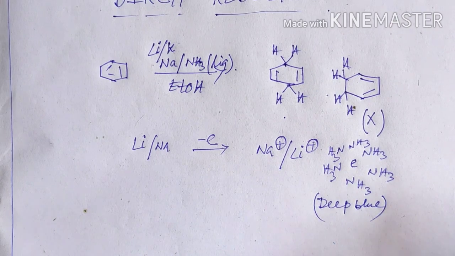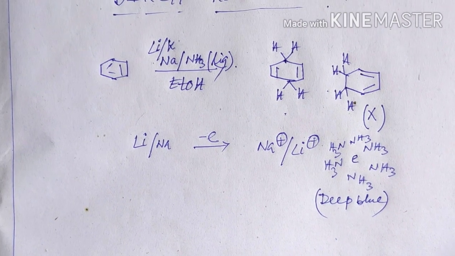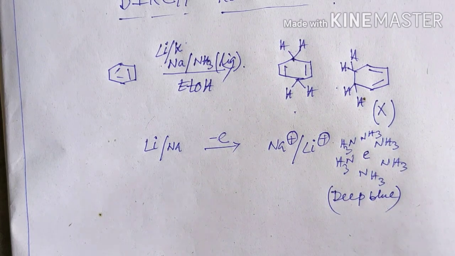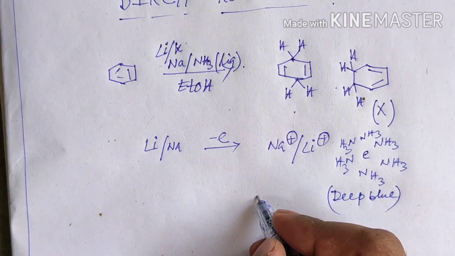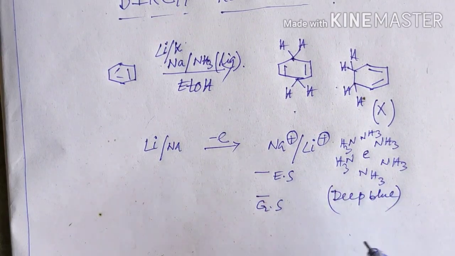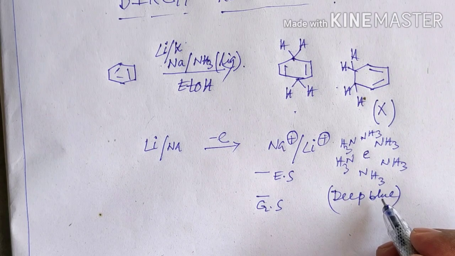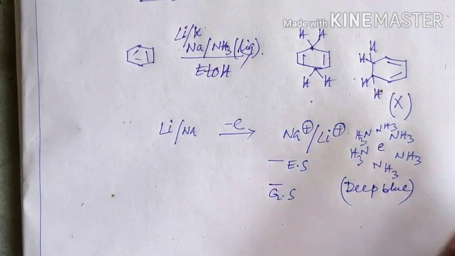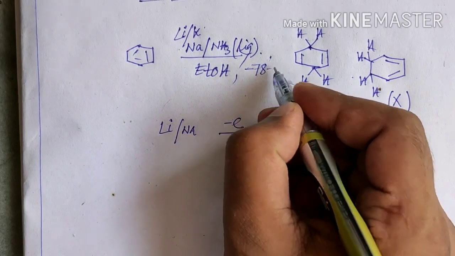You can be asked in an interview why this blue color generates. The reason is that since it is a free electron, it has a ground state and an electronically excited state. It can be excited from the ground state to its excited state, and for that electronic transition the blue color of the solution arises. Is it okay? Now the reaction temperature here is about -78 to -80 degrees centigrade.